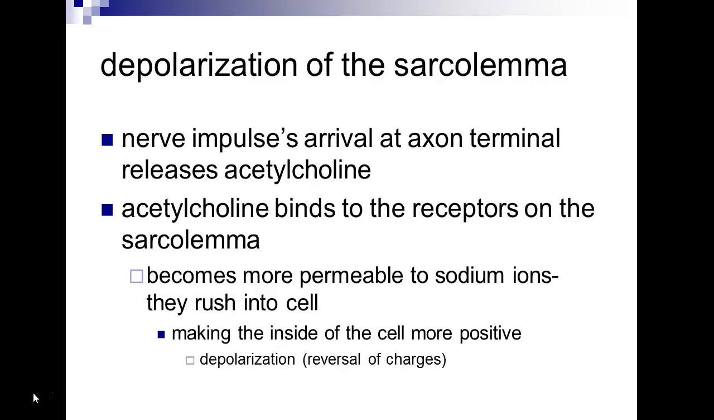So when a muscle is told to contract, we want the activity called depolarization of the sarcolemma to occur. So the nerve's impulse message arriving at the axon terminal releases acetylcholine. And acetylcholine, as we said, has to bind to the receptors on the sarcolemma. And when that happens, then the membrane becomes more permeable to sodium, and they rush inside the cell. That happens to make the cell more positive. But this change is called depolarization. This is the activity that gives the message to the muscle to contract.